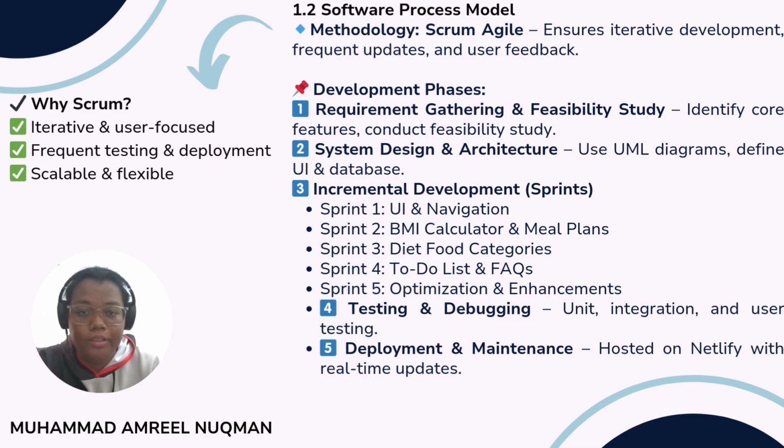The third one is incremental development sprints. Sprint 1, UI navigation. Sprint 2, BMI calculator and meal plan. Sprint 3, diet food category. Sprint 4, to-do list and facts. The last sprint is optimization and enhancement. The fourth one is testing and debugging, unit, integration and user testing. The last one is deployment and maintenance, host on Netlify with real-time updates.